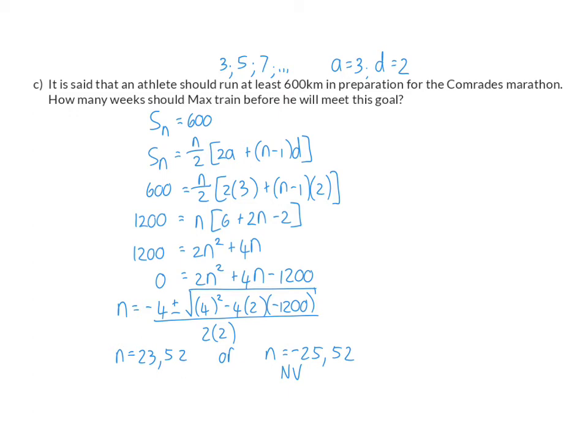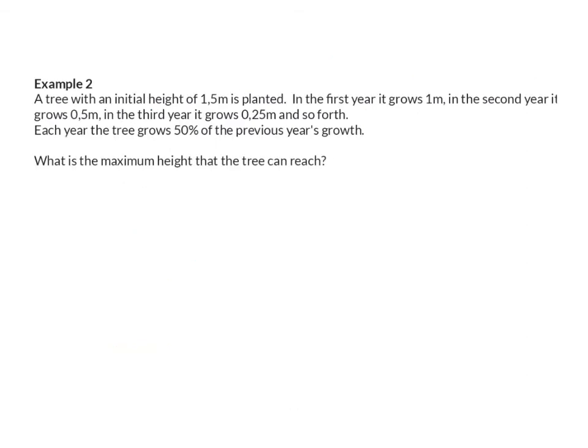And now the 23,52 means that after 23 weeks, Max is still a bit short of a total of 600. That means that after 24 weeks, he will have at least 600 kilometers.